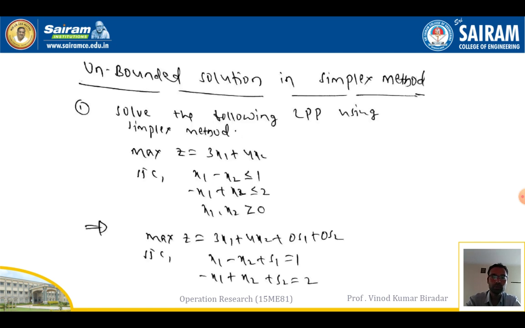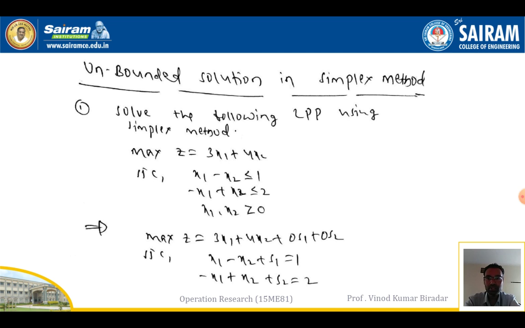So the question is given like this: solve the following LPP using the simplex method. The procedure is the same as the simplex method. At the end, you will not get the entry variable, so that is the only difference. Such problems are called unbounded problems in the simplex method.